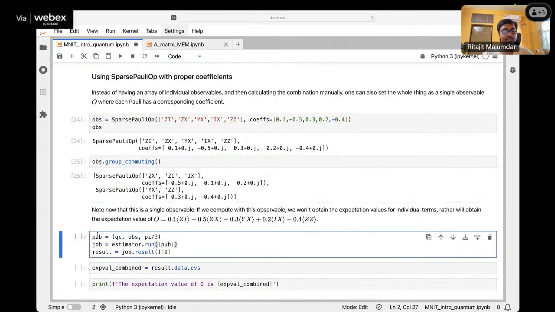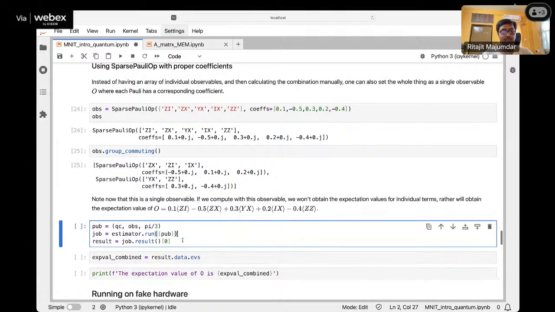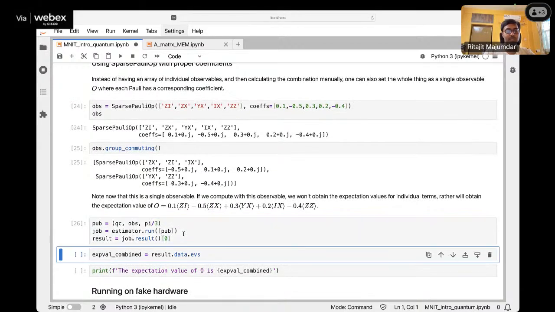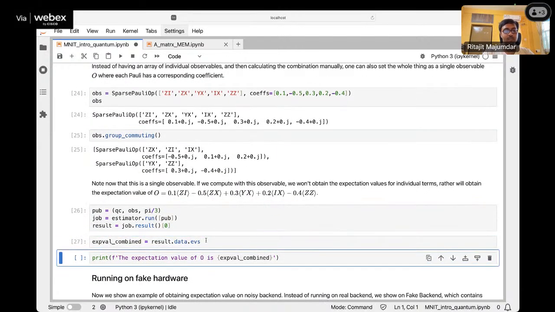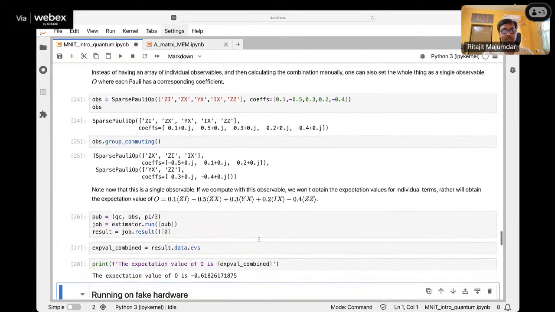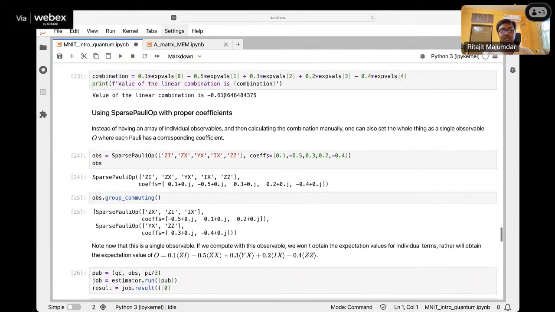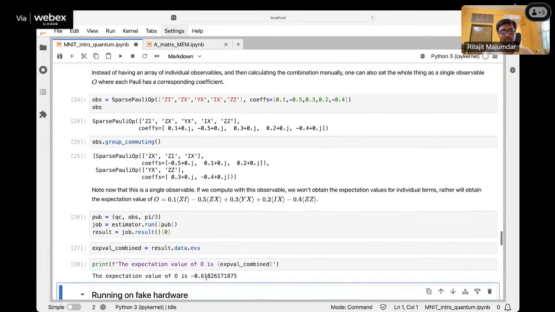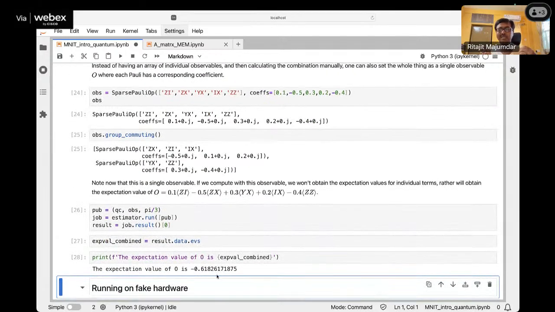And now if I just pass in this pub, which is QC, this new observable obs, which is this linear combination, and pi by 3 as my parameter, so just do estimator.run, and let's look into the combined expectation value. You see, it's roughly the same, minus 0.612, minus 0.618. As I said in the very beginning, in the third or second decimal place there can be some variations, because ideally you need to take infinitely many shots to get the exact expectation value.